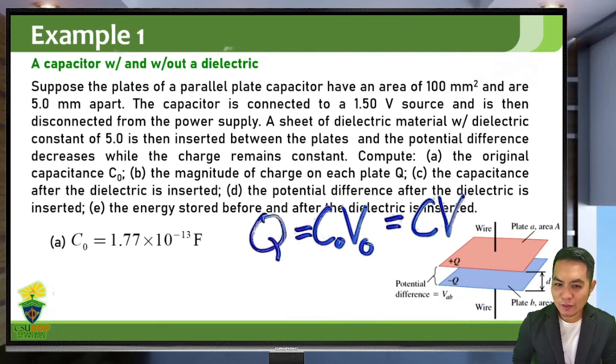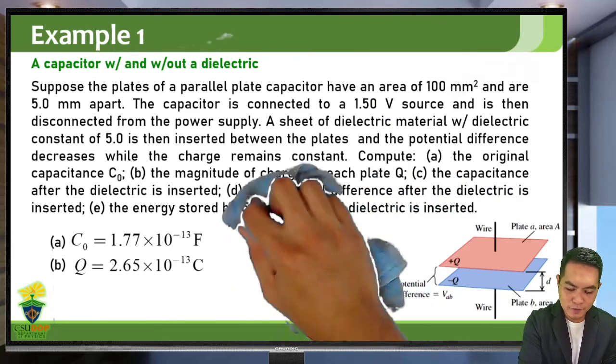Using that formula, this is your capacitance, your voltage is 1.5 volts, so you just multiply this by 1.5 volts, and you will get 2.65 times 10 to the negative 13 coulombs. So that is for letter B.